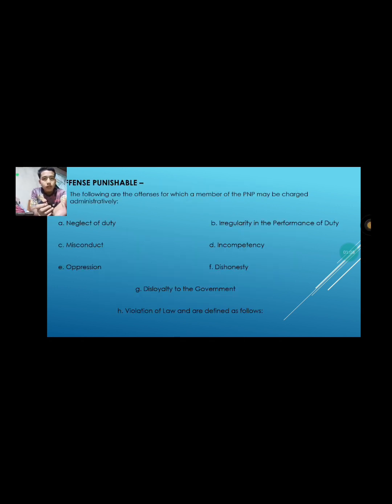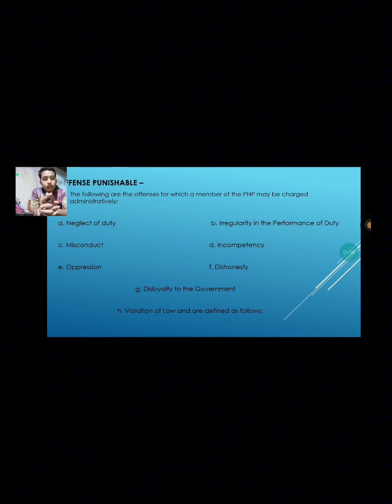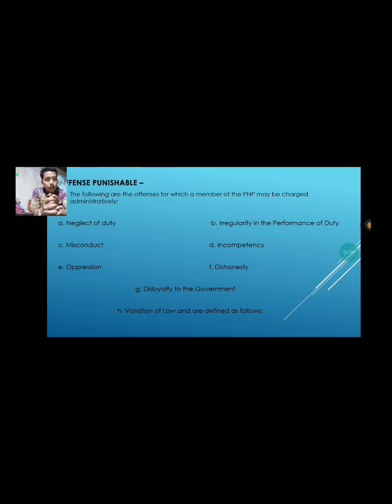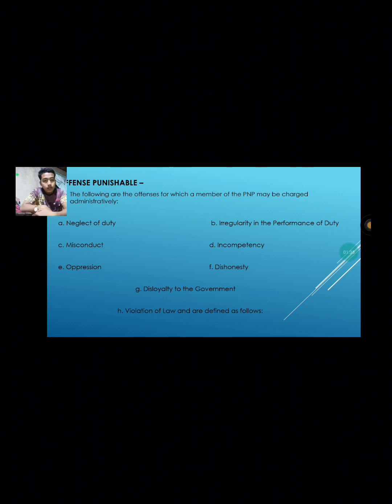Next is offenses punishable. The following are the offenses for which a member of the PNP may be charged administratively. First is A, neglect of duty; B, irregularity in the performance of duty; C, misconduct; D, incompetency; E, oppression; F, dishonesty; G, disloyalty to the government; and H is violation of law, and they are defined as follows.